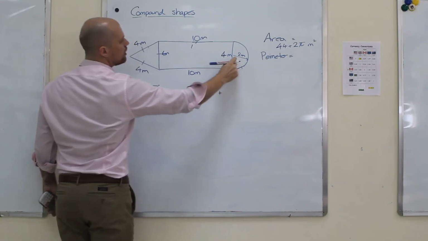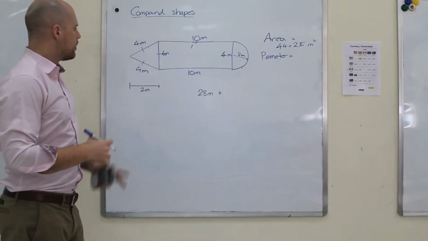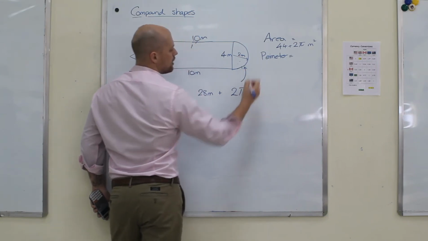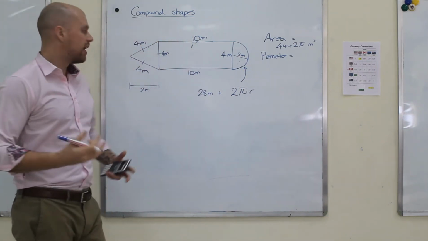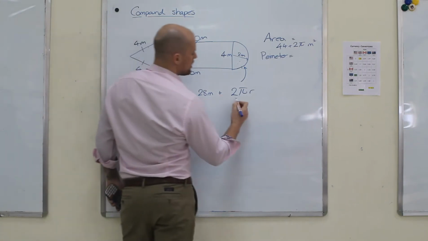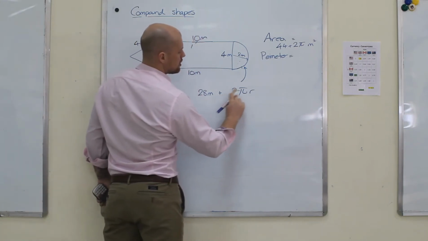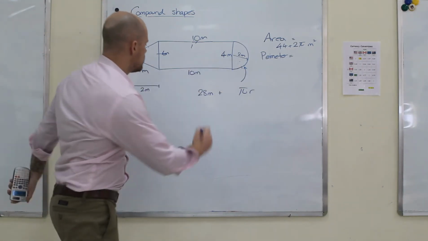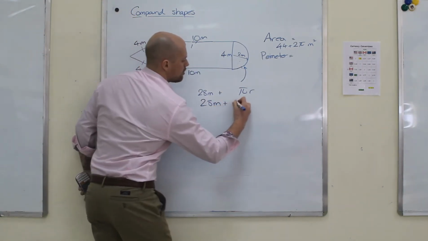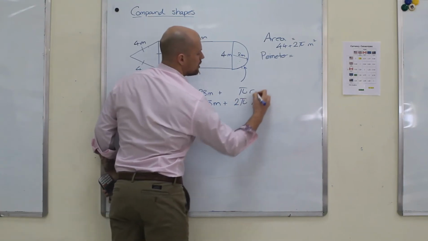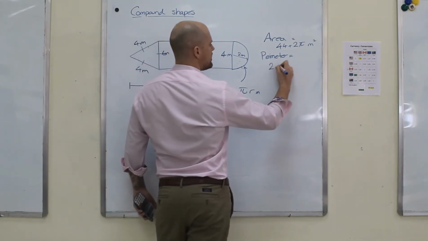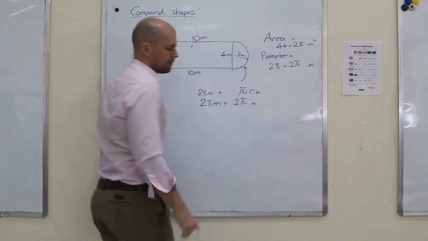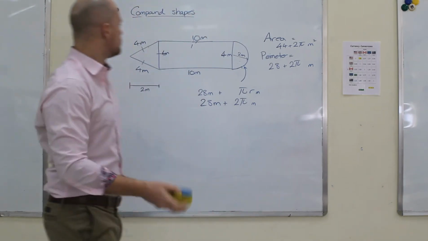And then we add on a semicircle. Now, the circumference of a circle is 2 pi r, that's this bit here. Sorry, the circumference of a circle is 2 pi r. For a semicircle, we divide it by 2. So I divide by 2, I get plus pi r. And in this case, r again is 2. So it would be 28 meters plus 2 pi, and again, units of meters. So my answer is 28 plus 2 pi meters. And that would be one example.